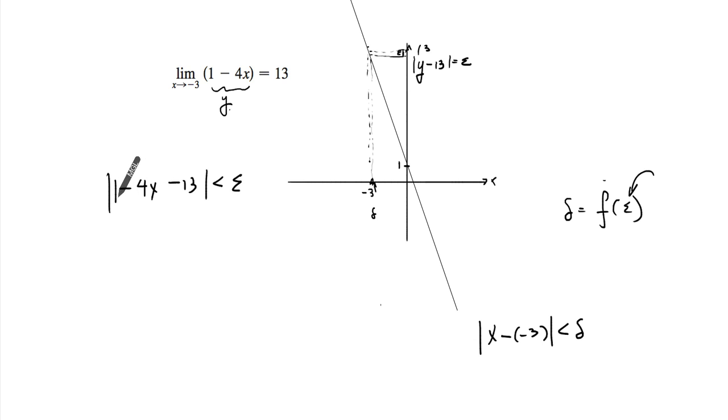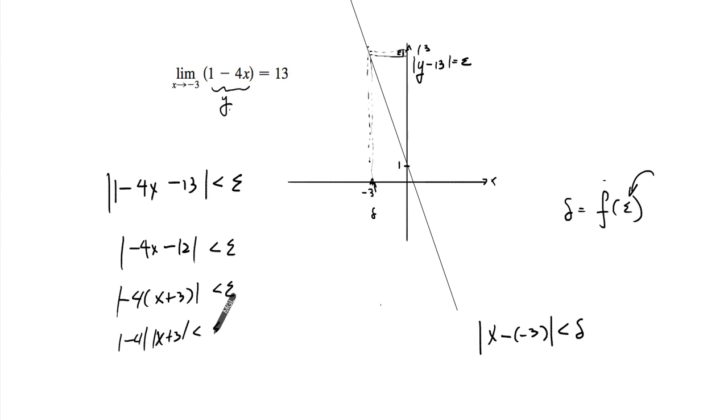Let's simplify this. You get minus 4x minus 12. You can factor out minus 4 and you get x plus 3. This is the same as this, which is the same as just 4. Okay, and now we're here, right? x plus 3, which is the same as x minus of minus 3, is less than delta, epsilon over 4. This implies that delta should be epsilon over 4.